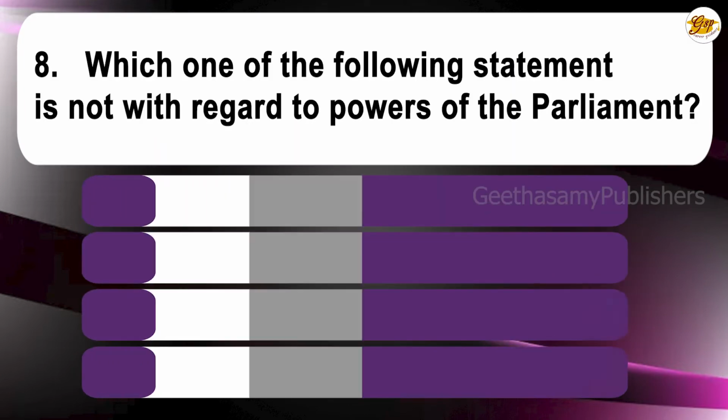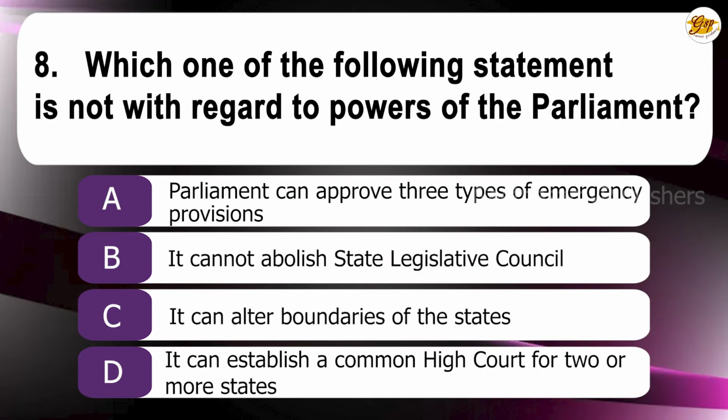Eighth question. Which one of the following statements is not correct with regard to the powers of the Parliament? A. Parliament can approve 3 types of emergency provisions. B. It cannot abolish state legislative council. C. It can alter boundaries of the states. D. It can establish a common high court for 2 or more states. The correct answer is B. It cannot abolish state legislative council.